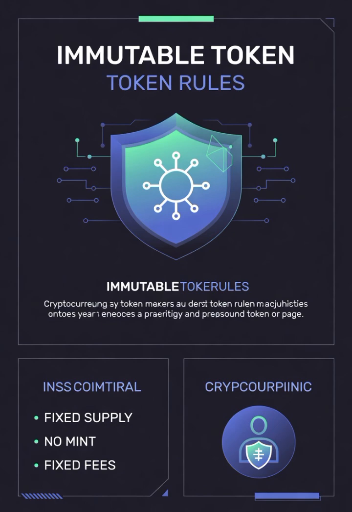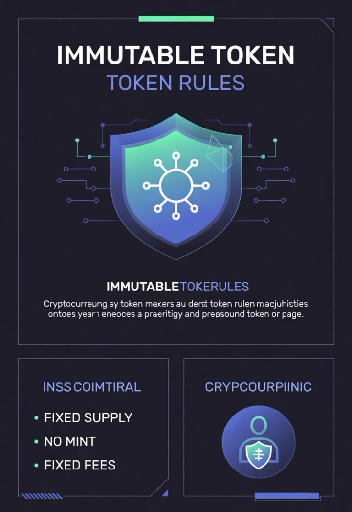MIMHO token: immutable rules. The MIMHO token has immutable characteristics. No additional minting. Fixed fees that cannot be changed. No hidden functions. The supply is known, finite, and auditable. No future update can change these rules.